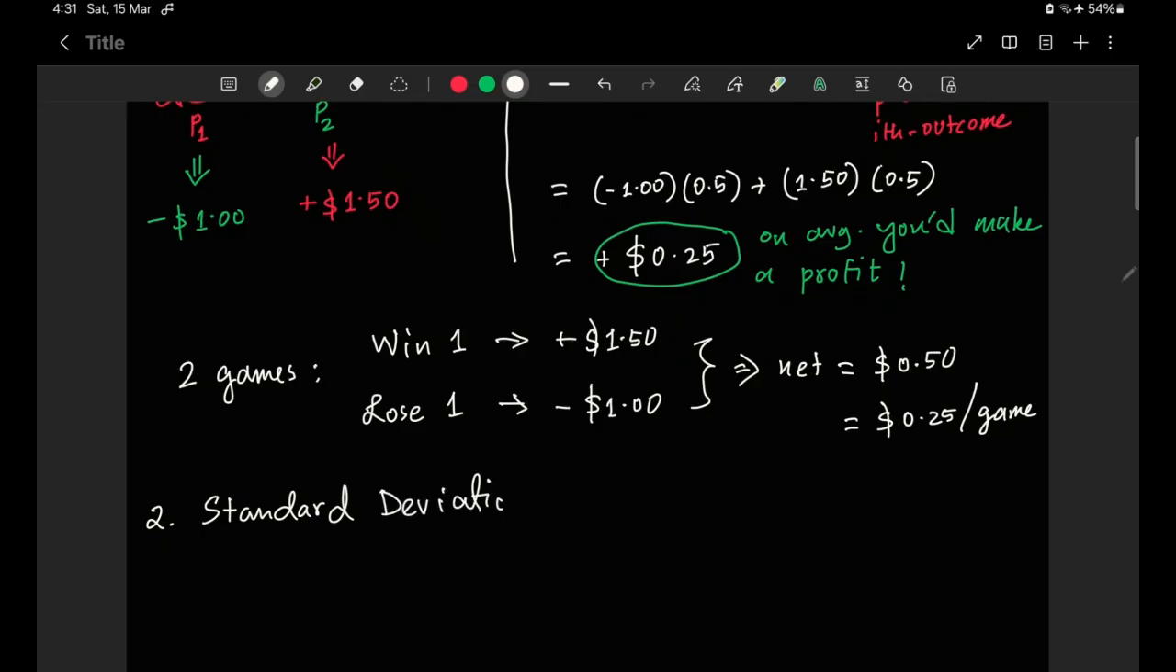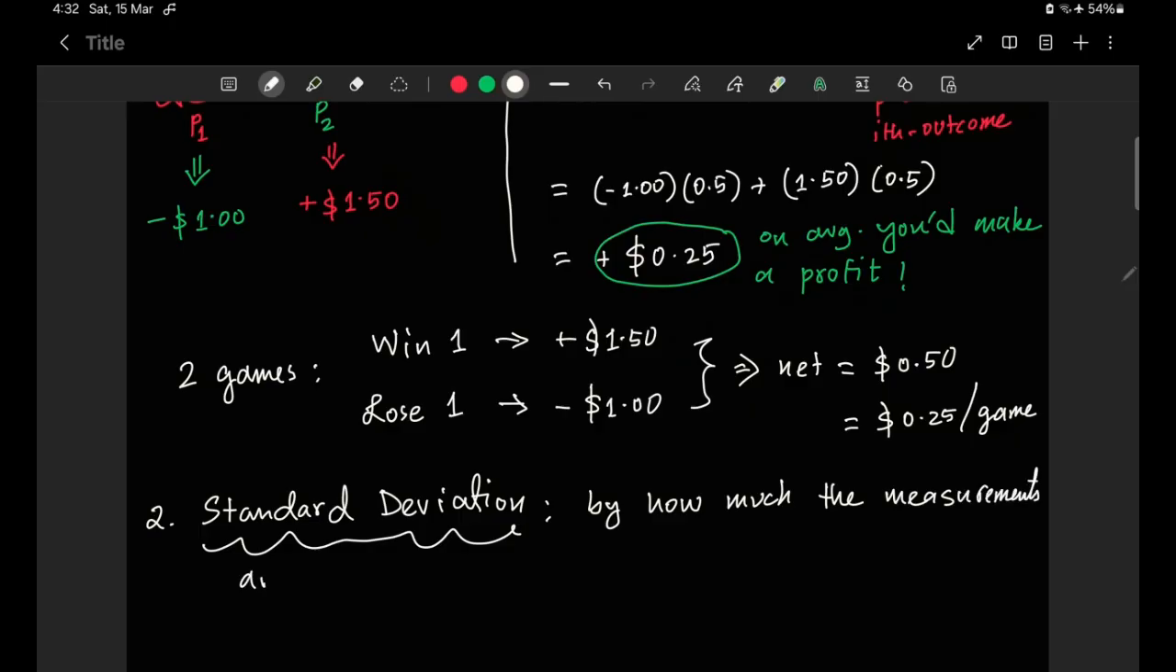Okay, so the standard deviation is a quantity that tells you by how much your measurements are spread out around the expectation value.